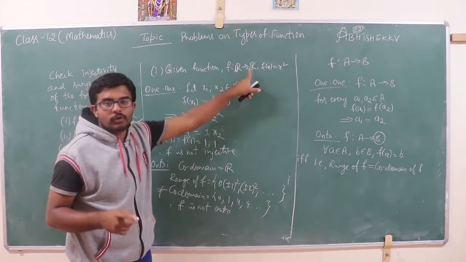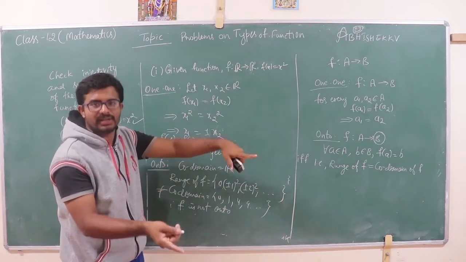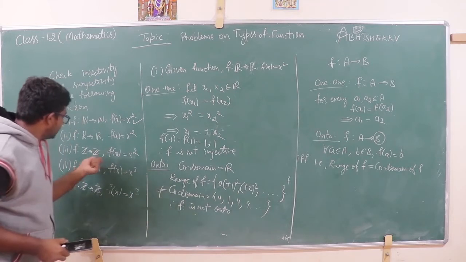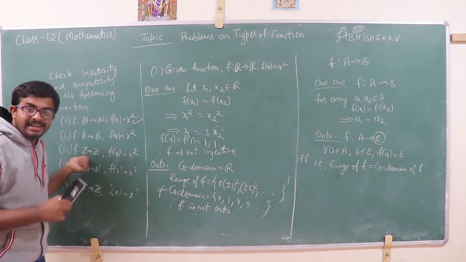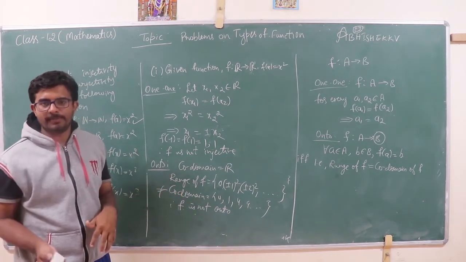In f from R to R, I already told you, right? Here domain and codomain are very important. If I consider the function f from R to R, that is real number to real number, then the given function is not 1-1 and not onto. See, similar example. If I consider f from integers to integers, it also contains what? Both negative and positive numbers.